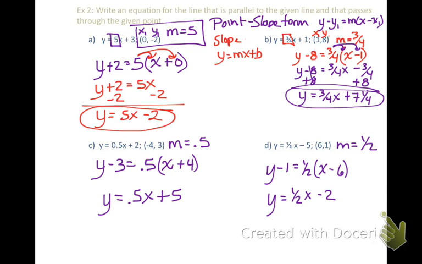Here are your answers to C and D. For C, the slope is 0.5. And I plugged in all the numbers where they needed to be on the point slope form, and at the end it would be y equals 0.5x plus 5. And on D, the slope would be 1/2. And then I plugged in the 6 and the 1 where they needed to go. And after doing the math, it should be y equals 1/2 x minus 2.